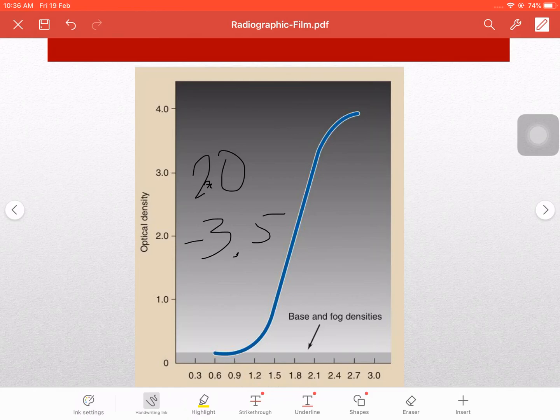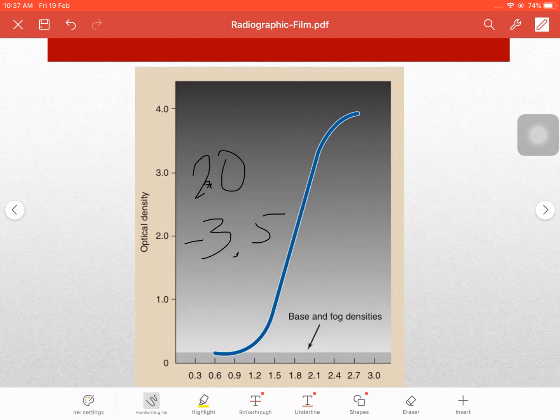So, ano po yung gradient? Gradient is a slope at any point on the curve and will represent the contrast of the film at a specific density level. Again, gradient is a slope at any point on the curve and it will represent the contrast of the film at a specific density level.